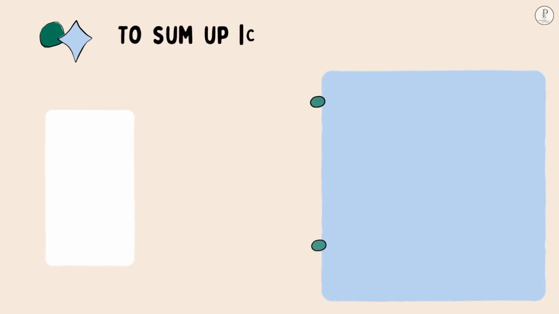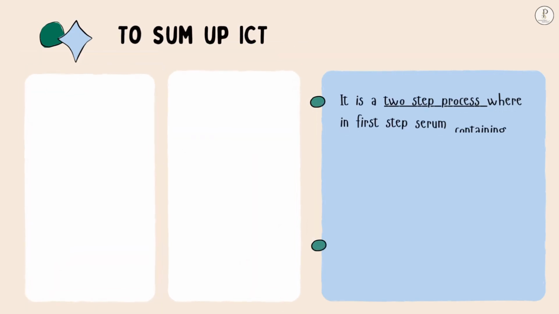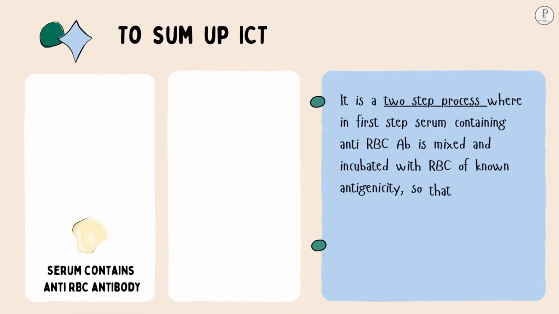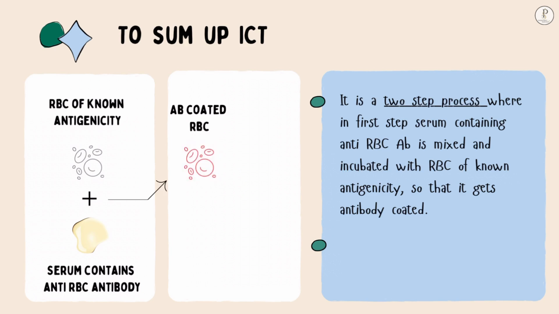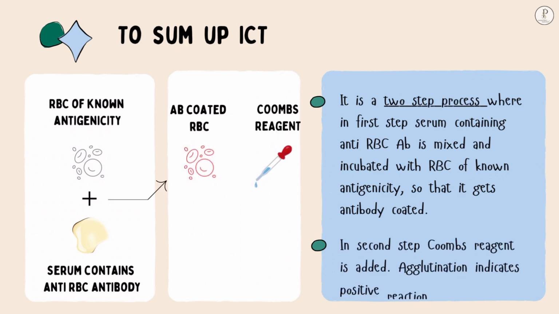To sum up the ICT method, it is a two-step process where in the first step serum containing anti-RBC antibody is mixed and incubated with RBC of known antigenicity so that it gets antibody coated. In the second step, COOMBS reagent is added and agglutination indicates a positive reaction.